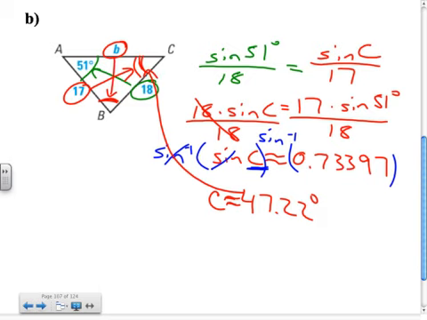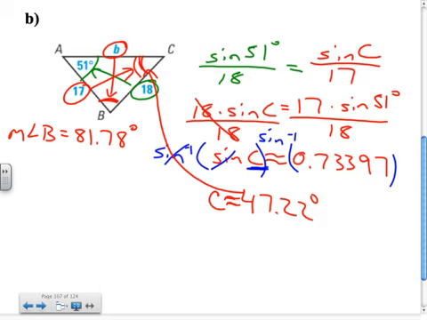Now the good news is I can use that to find the measure of angle B. Okay, so the measure of angle B equals, now I have 47.22, so 47.22 plus the 51 they already gave me, subtract that from 180, and I know that the angle measure I needed was 81.78. So that's the angle measure I'm going to use.